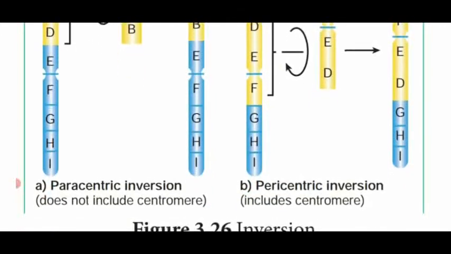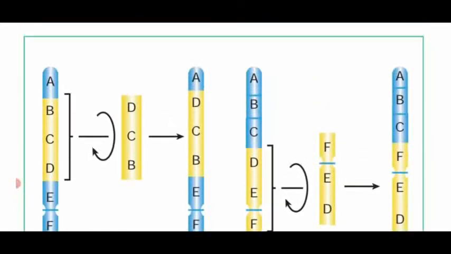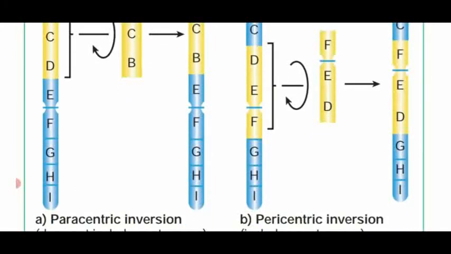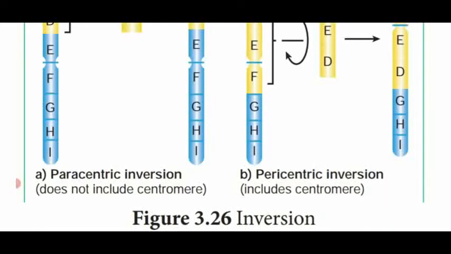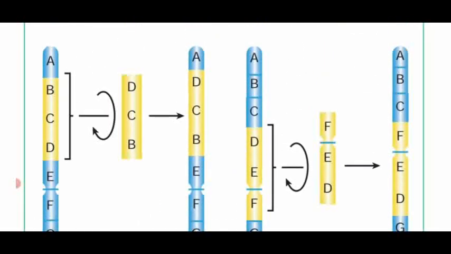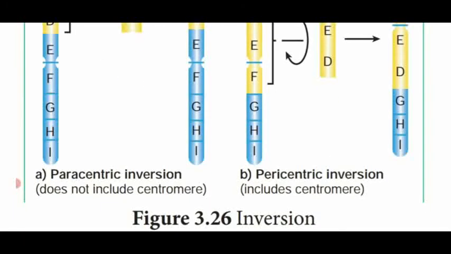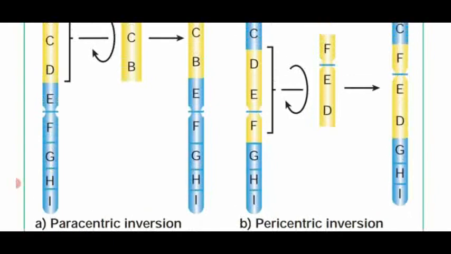The newly formed segment is produced as in the last page. So the inversion has taken place including the centromere region. The newly formed chromosome gene sequence is A, B, C, F, E, D, G, H and I. So this is said to be the pericentric inversion. That means the inversion process takes place including the centromere region. These are the two types of inversion, paracentric and pericentric inversion.